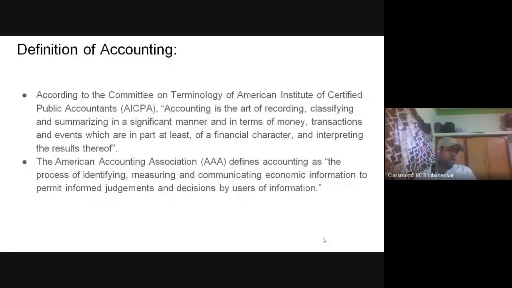Okay. So another definition is given by AAA, Triple A, the American Accounting Association. The previous one was AICPA, the American Institute of Certified Public Accountants. So here it is the American Accounting Association.